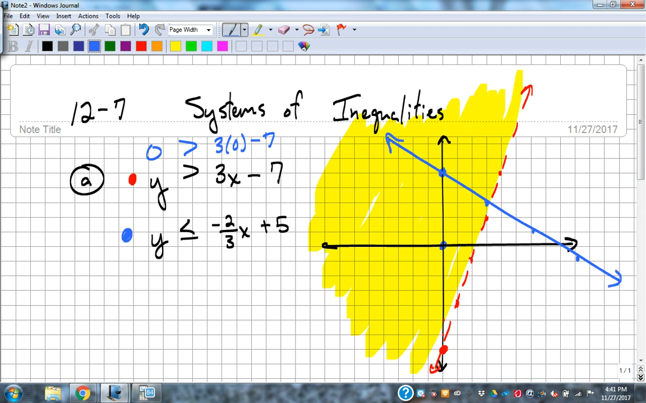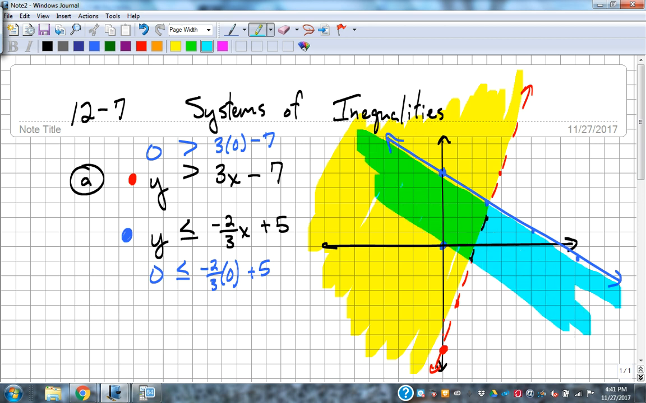Okay. And then shading for that one, if I tested the 0, 0 point again, it should be less than, so we're thinking below. Just checking to make sure: 0 less than or equal to negative 2/3 times 0 plus 5. Is 0 less than 5? Yes, that's true. So I would shade below that line.